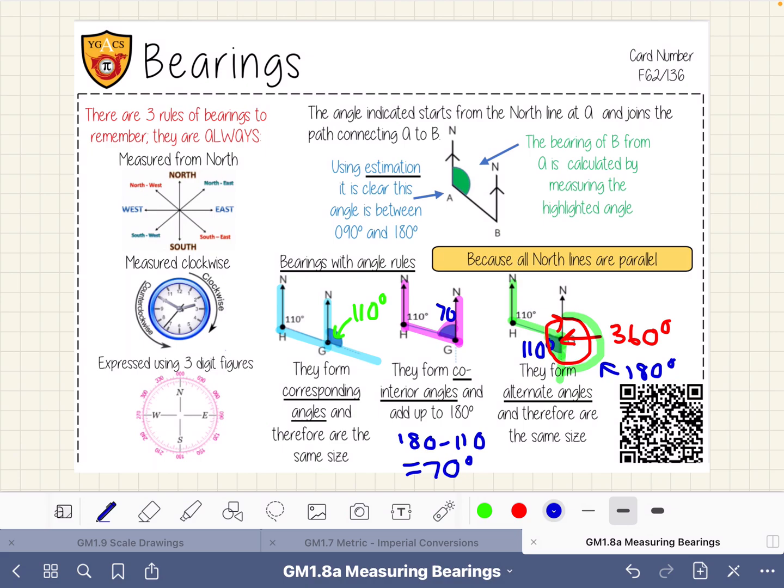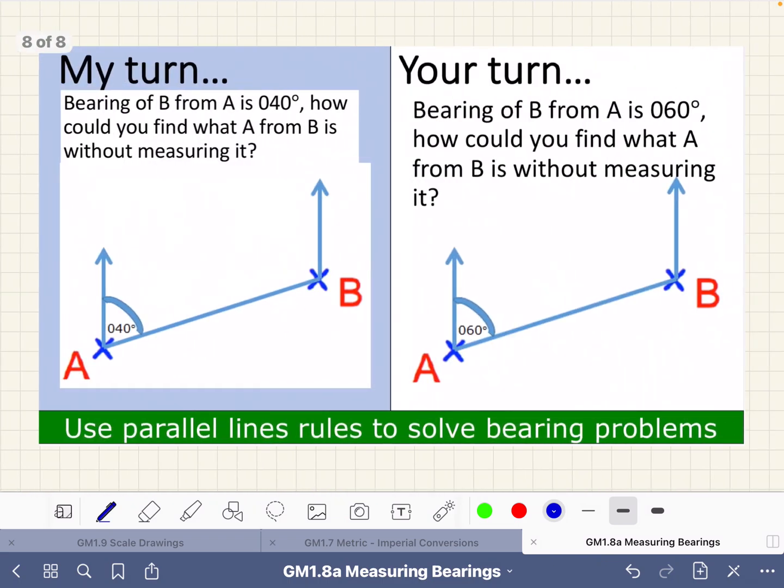Let's have a go at an example. Bearing of B from A is 40 degrees. So I have 40 degrees that is sitting on this north line here to make this 040 degree bearing. How could you find what A from B is without measuring it? So we are looking for our angle that goes from B all the way around to this line here.